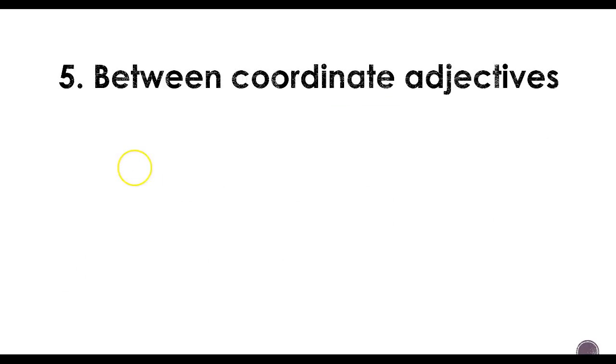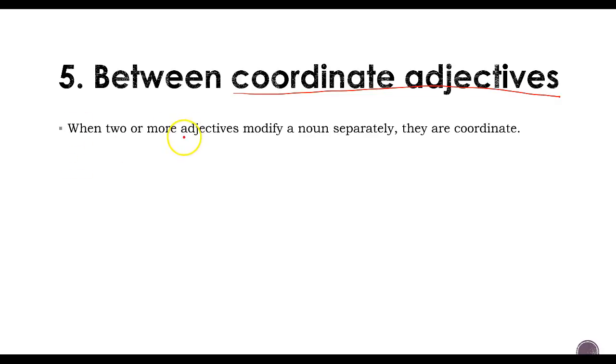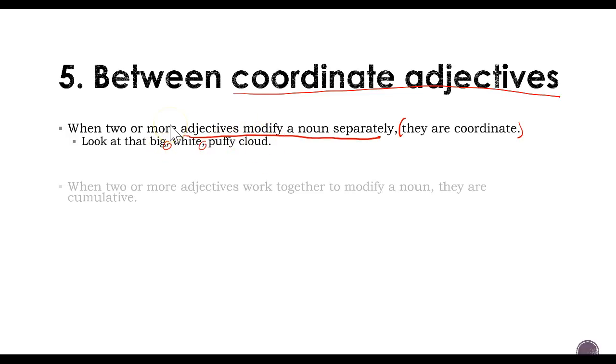Commandment number 5, make sure you use commas between coordinate adjectives. So when 2 or more adjectives modify a noun separately, they are coordinate because each of them is working independently of the other. Look at that big, white, puffy cloud. So here we have 3 adjectives describing the cloud, big, white, and puffy, and they're all working independently, so we use commas here between them.